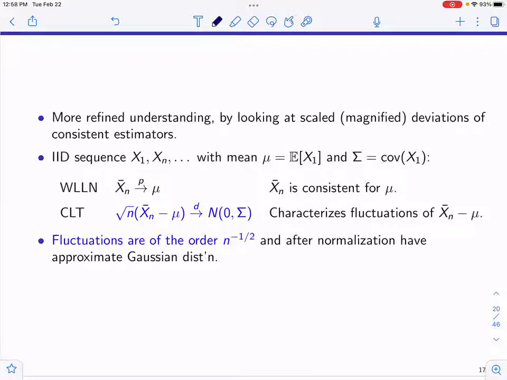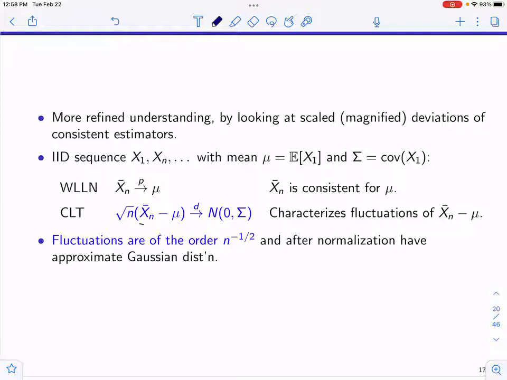So the weak law of large numbers again says that if you have a sequence IID, let's say there is a mean and there is a covariance, so the first and the second moments exist, then the sample mean converges to the population mean. That's the weak law of large numbers in probability. So this says that x bar n is consistent for mu. If you want to translate the weak law of large numbers to statistics, that means the sample mean is consistent for mu. CLT says something about the fluctuations, or how big the deviation from the mean is.